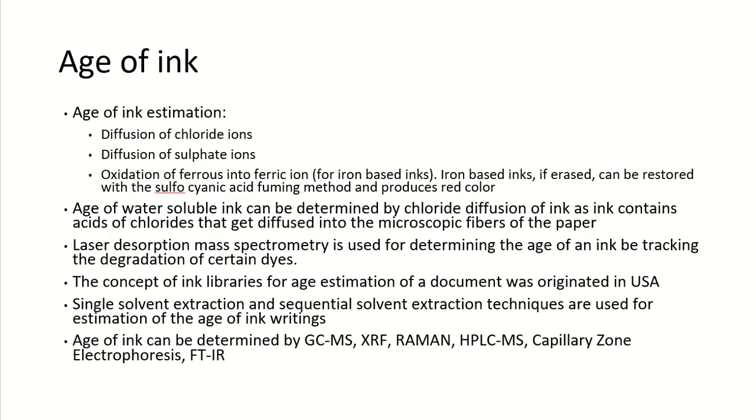Now the estimation of the age of ink is done using diffusion of chloride ions, diffusion of sulfate ions, and oxidation of ferrous into ferric ion in the case of iron-based inks. If iron-based inks are erased, they can be restored with the sulfocyanic acid fuming method and they will produce a red color. The age of water-based ink can be determined by chloride diffusion, as this ink contains acid chlorides.